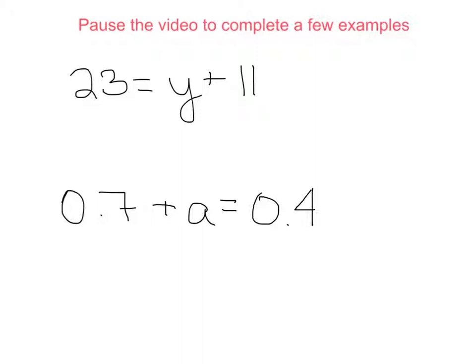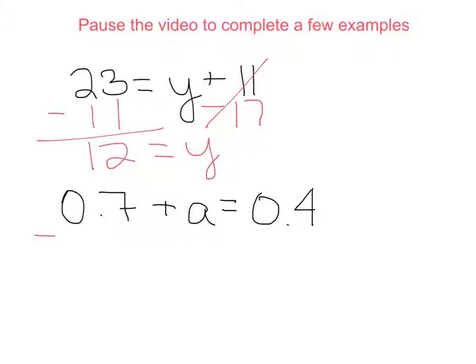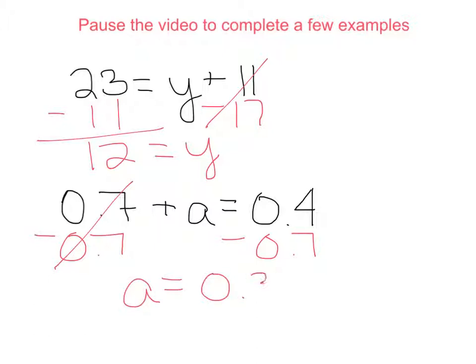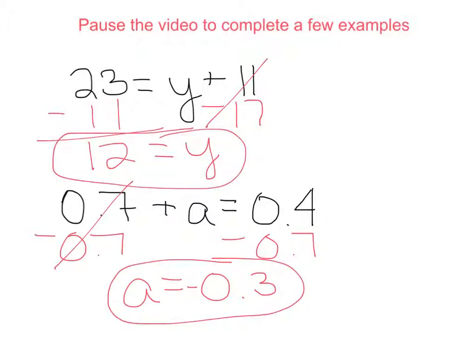The first example is 23 equals y plus 11. You have to subtract 11 from both sides, and you get 12 equals y. The next example is 0.7 plus a equals 0.4. You have to subtract, remember the sign is in front of the number, 0.7 from both sides. And so we get a equals 0.3, but the number is negative. So if you go back and plug in these numbers, you would see that both sides would be equal.